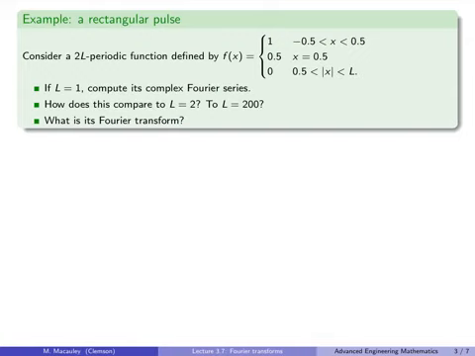So consider a 2L periodic function defined as follows, and I'll sketch this in a moment. So what we're going to do before I sketch it is we're going to compute this complex Fourier series for L equals 1, L equals 2, and L equals 200, and then compute its Fourier transform and compare all of these things.